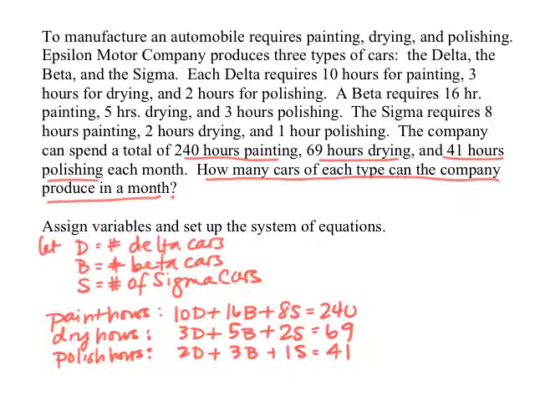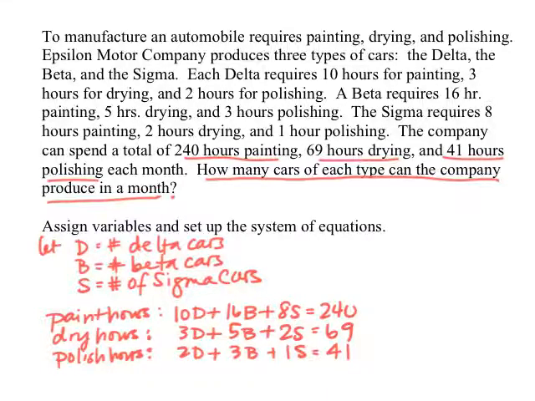Now, there's tons of numbers in here, but the key is it says the company can spend a total of 240 hours painting, and they can split it between the different cars. 69 hours drying and 41 hours polishing. So depending on how long it takes a beta to polish, they can only do so many beta cars. If they only did beta cars, they may not use all their hours for painting or something like that. So it's what combination uses all their hours and gets them the number of cars they can produce.